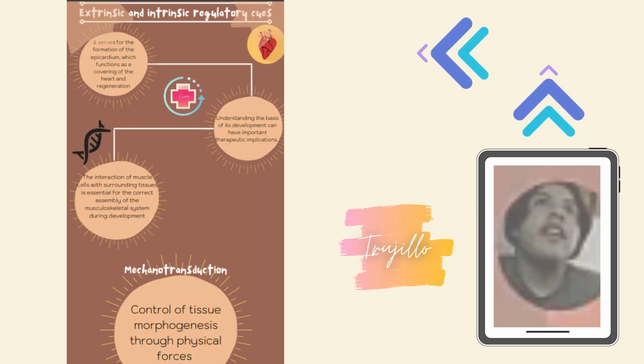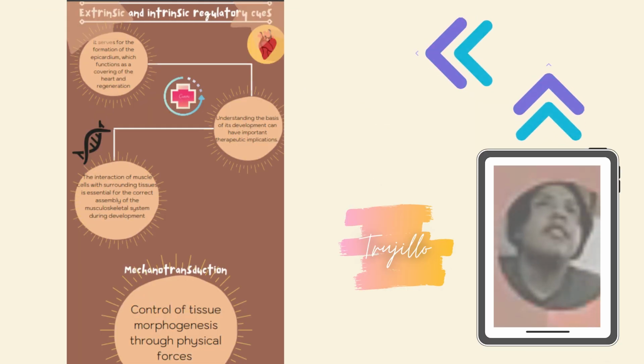The integration of extrinsic and intrinsic regulatory signals is essential for organ formation, as well as in the formation of the epicardium. This is the outermost layer of the heart that not only serves as the covering of this organ, but also appears to play a role in regeneration. Therefore, understanding the basis of its development can have important therapeutic implications.